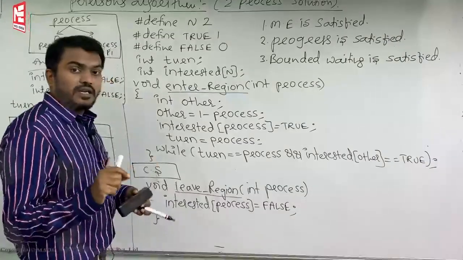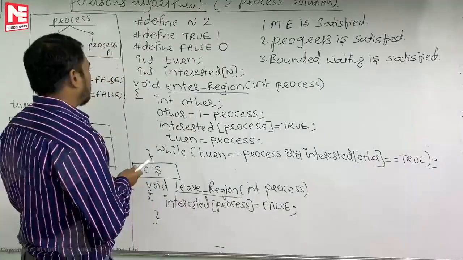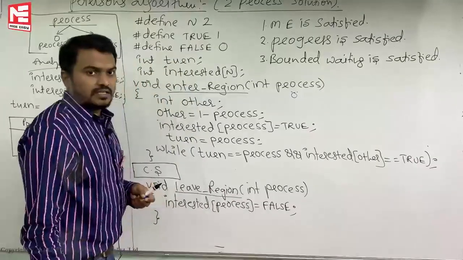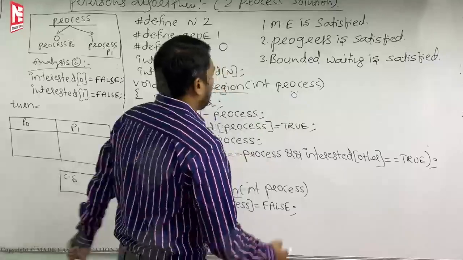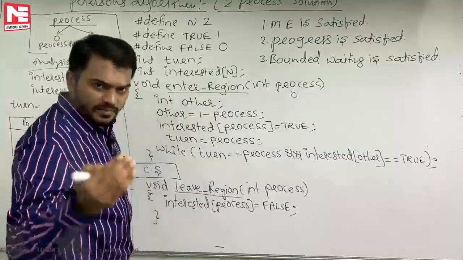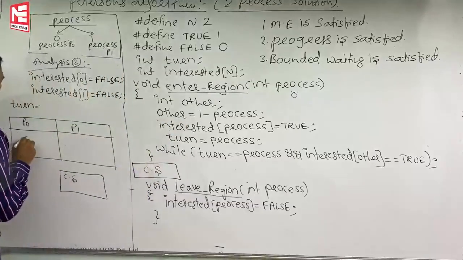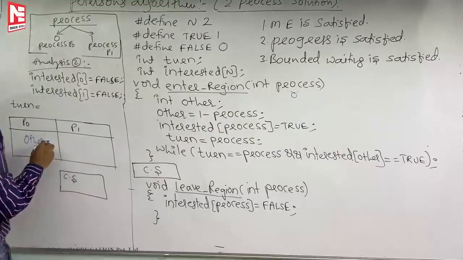I will explain all the details, so listen to me carefully. First I am bringing P0 into the critical section. Void enter_region(int process), so the process value is 0. Next, int other. I am writing here other equals 1 minus 0, that is 1.